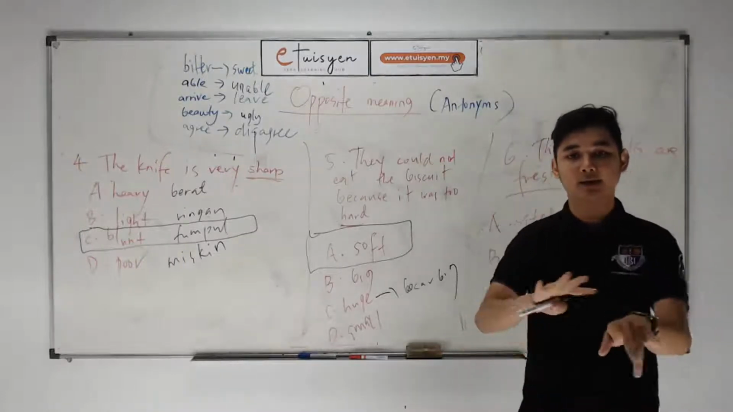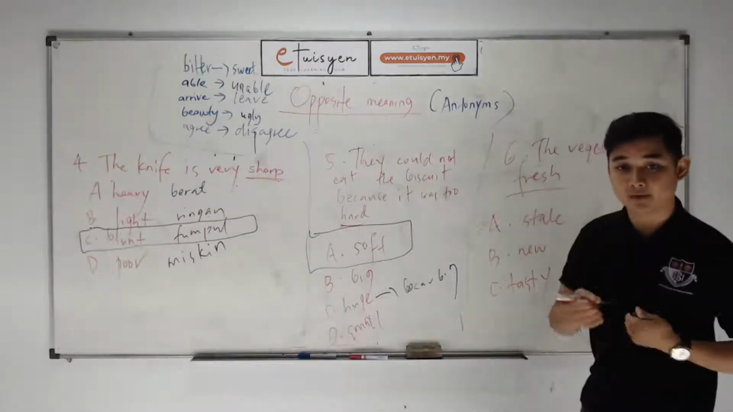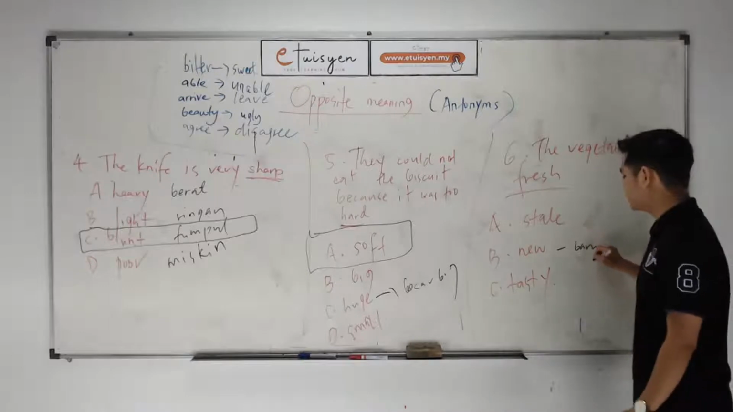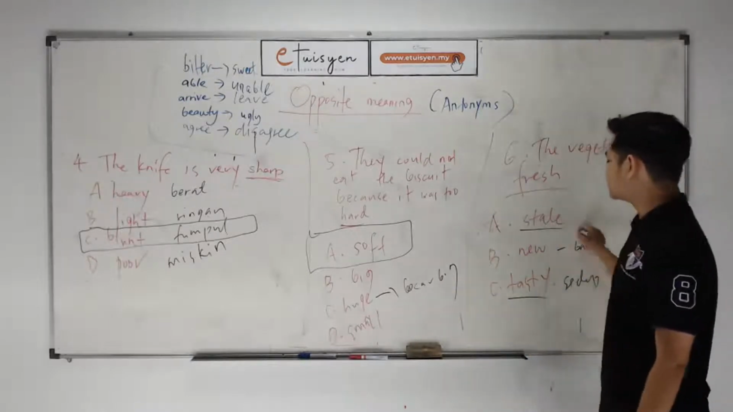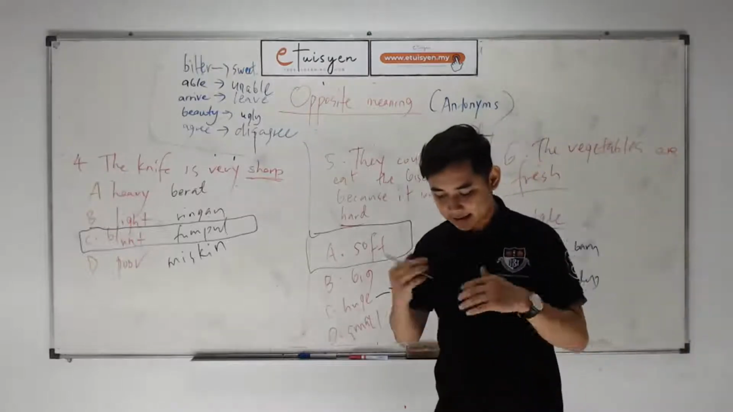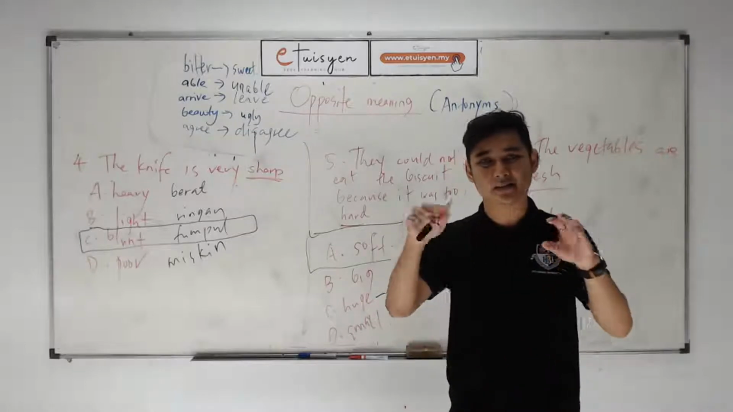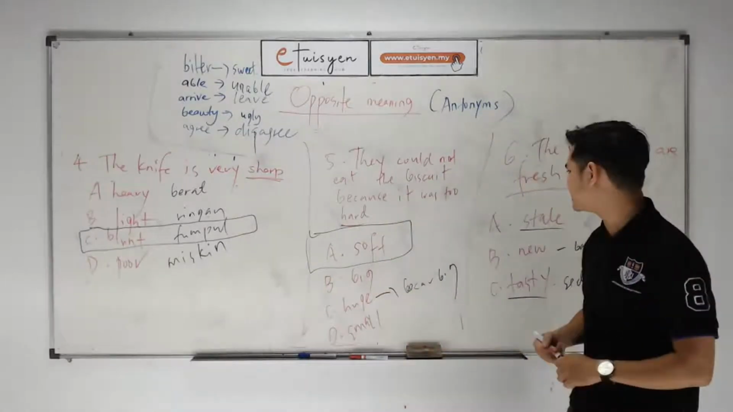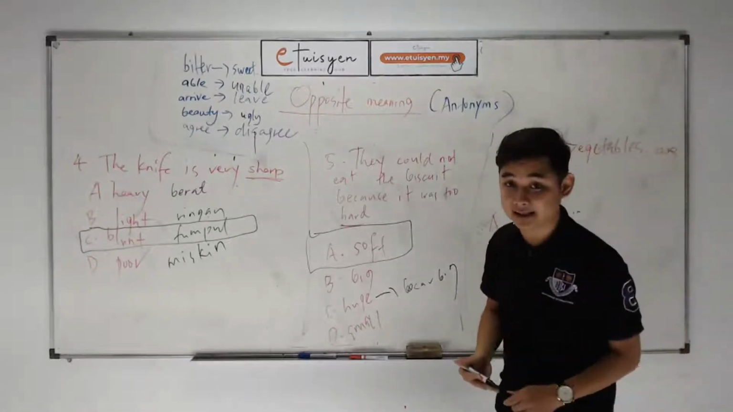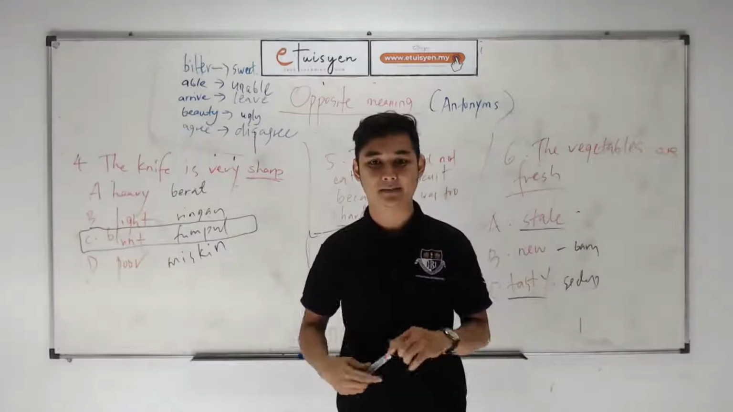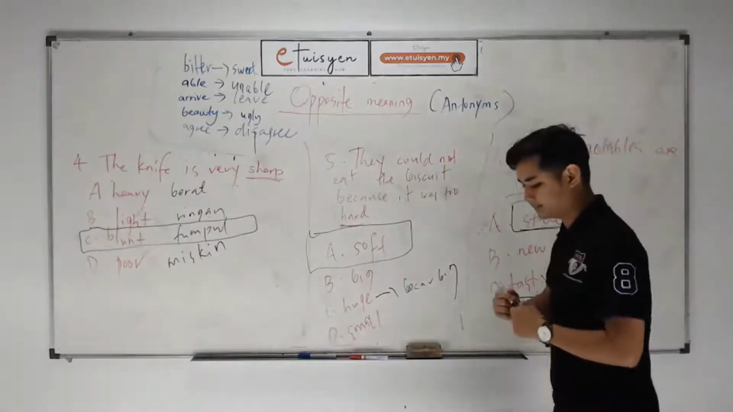Feel free to ask. You can give your answer in the live chat. Alright. So new maksudnya baru, tasty delicious lah, sedap. Stale maksudnya tak segar lah, dah buruk. Layu, macam tu lah, tak segar, dah buruk, stale. So the answer is, opposite meaning for fresh is stale. Tak segar lah, right, stale.